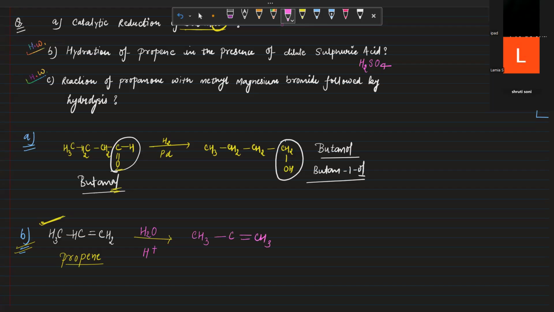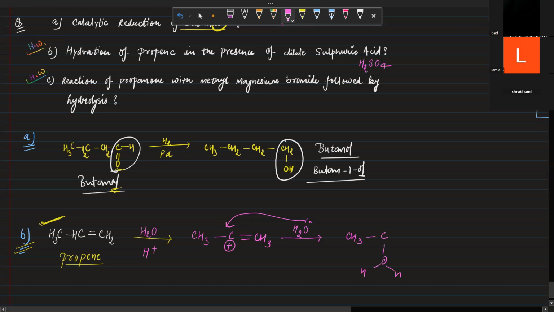Carbocation. Protonation of alkene. Protonation just means the hydrogen is added, right? Yeah, that's what I meant to say. Like the hydrogen is added.